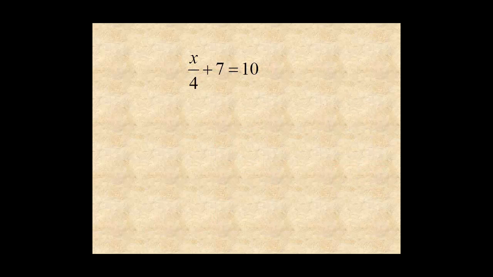Here's a two-step equation where you have to subtract and multiply. Begin by subtracting 7 from both sides of the equation. Since 7 minus 7 is 0, the left side of the equation is x over 4. On the right, 10 minus 7 is 3.